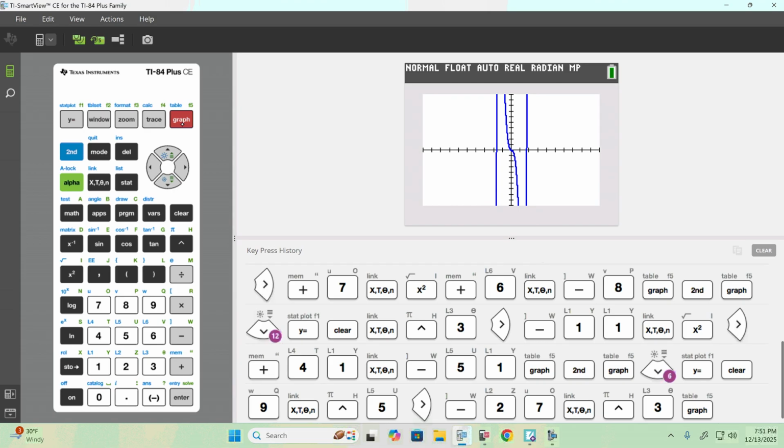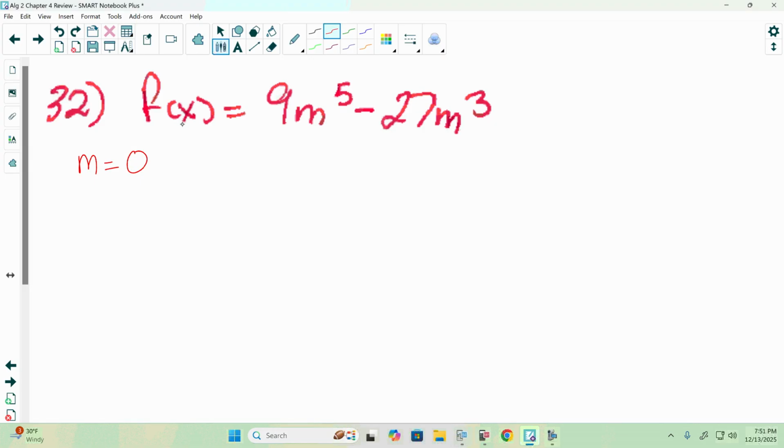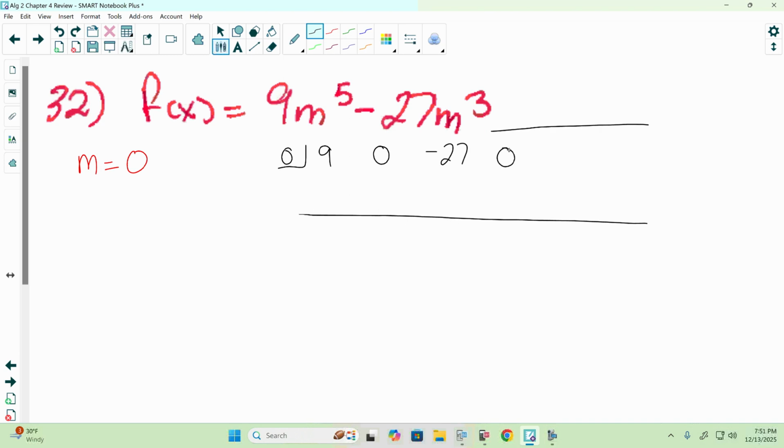Now, actually 0 has an odd multiplicity. It shows up a few times. So we're going to try 9 first. Now we have 9 for m to the fifth, 0 for m to the fourth because it's not there, negative 27 for m cubed. Now since we don't have an m squared, it's 0. Since we don't have an m to the first, it's 0. Since we don't have a constant term, it's 0.